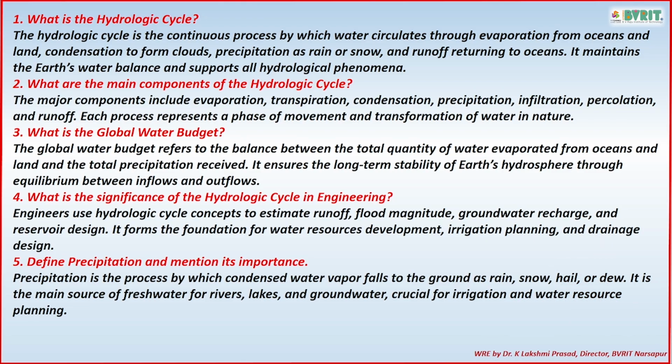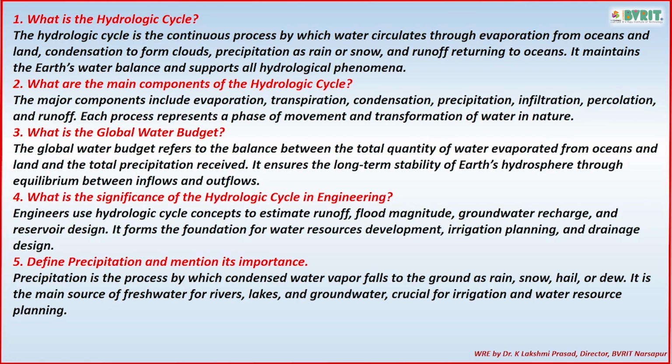What is the global water budget? The global water budget refers to the balance between the total quantity of water evaporated from the oceans and land and the total precipitation received. It ensures long-term stability of Earth's hydrosphere through equilibrium between inflows and outflows.